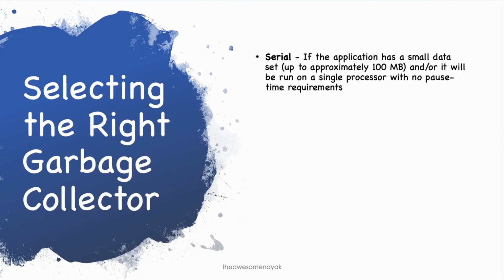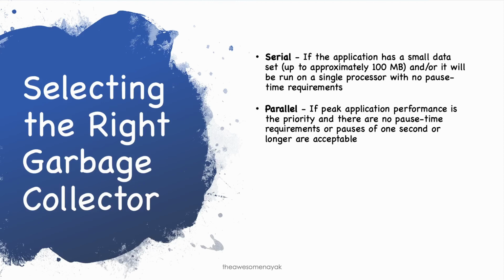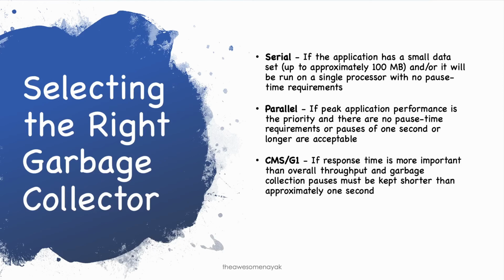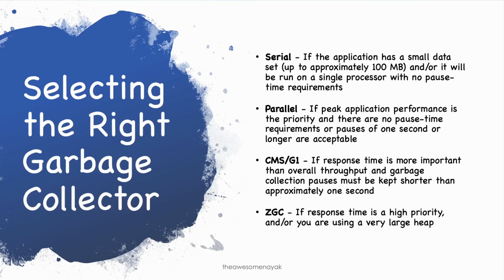If the application has a small dataset or it will be run on a single processor with no pause time requirements, use a serial GC. Remember, serial GC is fine for small projects but not recommended for real-world applications. If peak application performance is the priority for your application and there are no pause time requirements, select the parallel GC. It can also be used if pauses of 1 second or longer are acceptable for the application. If response time is more important than the overall throughput and garbage collection pauses must be kept shorter than 1 second, use the mostly concurrent garbage collectors like CMS and G1.